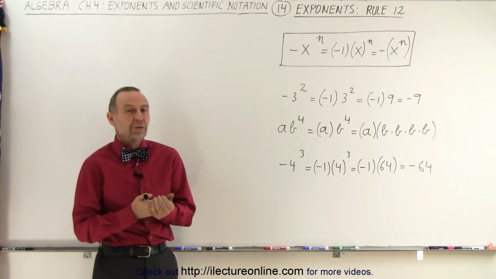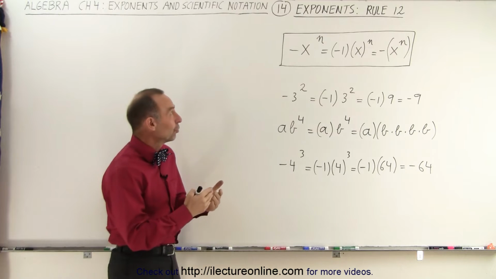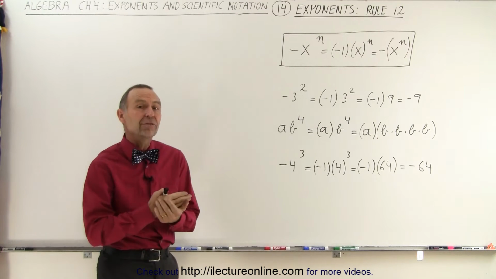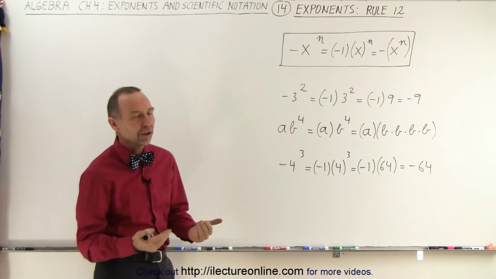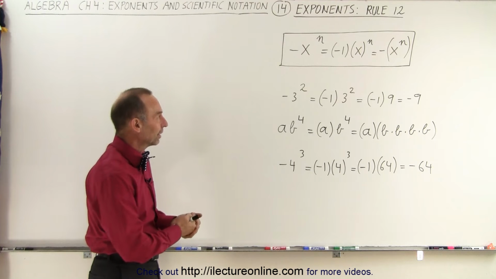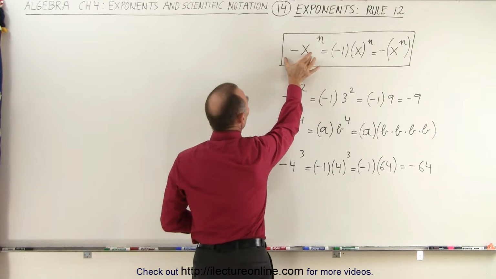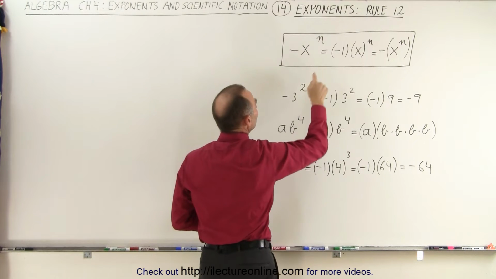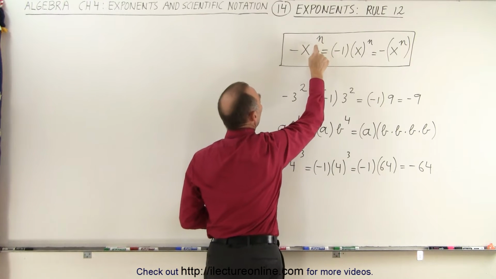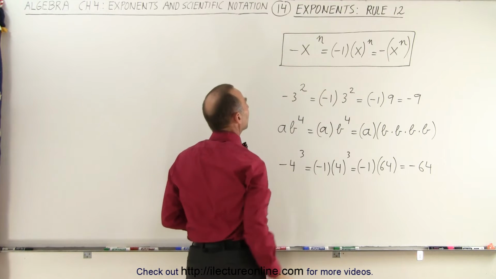With rule number 12, we want to pay special attention to when the exponent applies to the negative sign and when it doesn't. In this particular case, it's not going to, because the negative is not inside the parentheses and the whole thing raised to the n power, which means that the exponent n only applies to x and not to the negative sign.